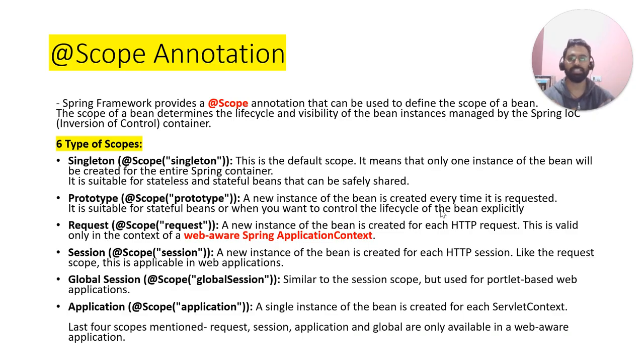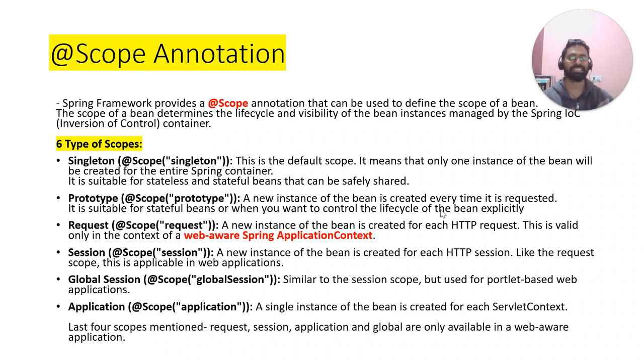Today we will discuss the @Scope annotation. In the Spring framework, the scope annotation can be used to determine the scope of a bean. The scope of a bean means till where and till when the bean can be accessed. The scope of a bean determines the life cycle and the visibility of bean instances, and these are managed by the Spring IoC container.